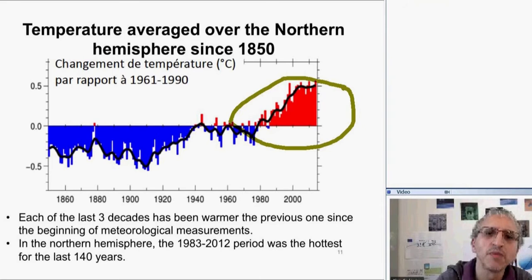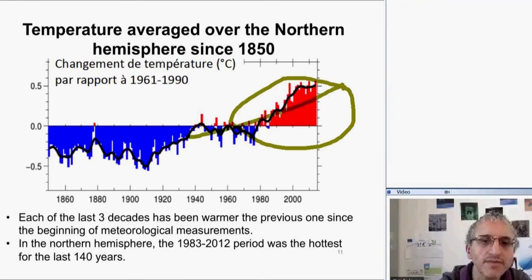So there has been this steady increase in temperature, okay? And if you consider the 1983 to 2012 period, it was the hottest in the last 140 years. So it means it's not just in Paris, it's almost everywhere in the northern hemisphere. The climate has been warming.